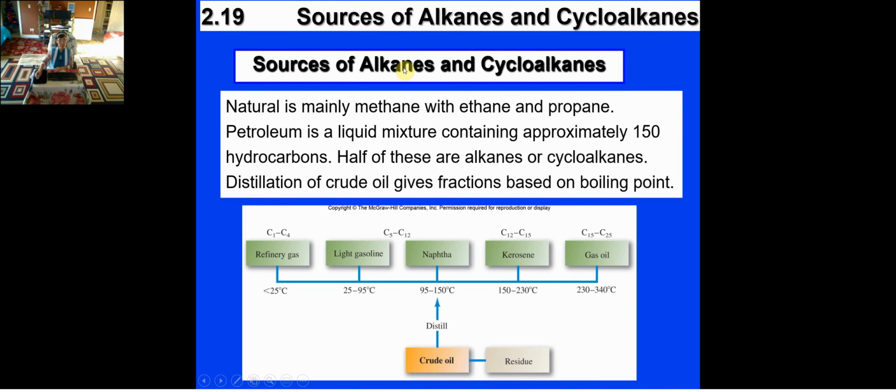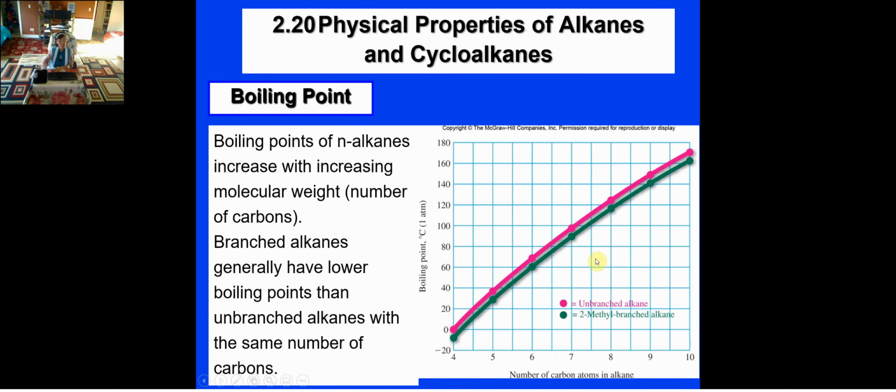Next, we have some important information about the sources of alkanes and cycloalkanes. There are several different groups. Carbon 1 to 4 usually comes from refinery gases. Carbon 5 to 12 can come from light gasoline and naphtha. And carbon 12 to 15, 15 to 25 can come from kerosene or gas oil. This part of the information will be studied further when you move on to higher-level chemistry classes.